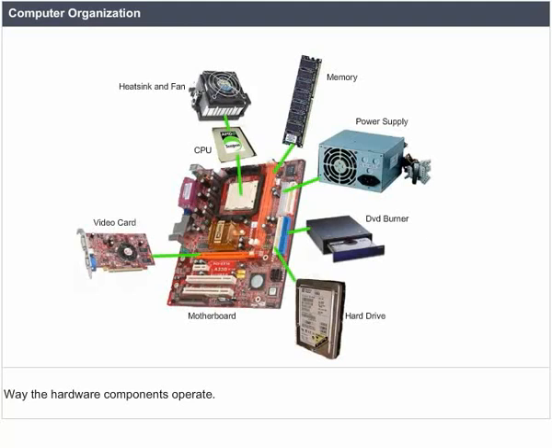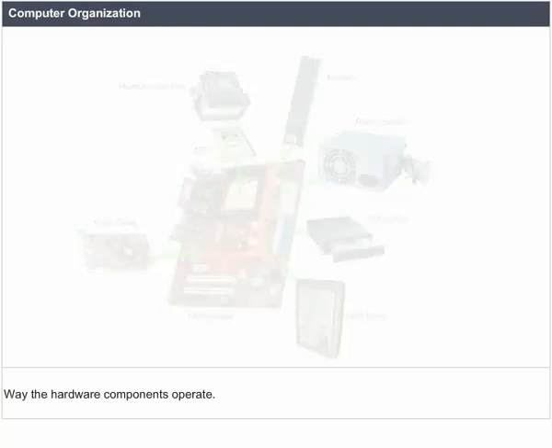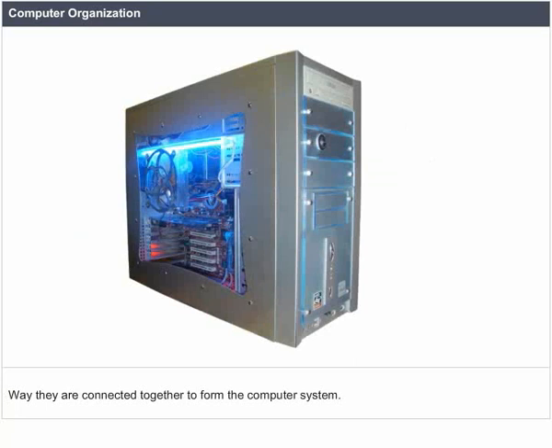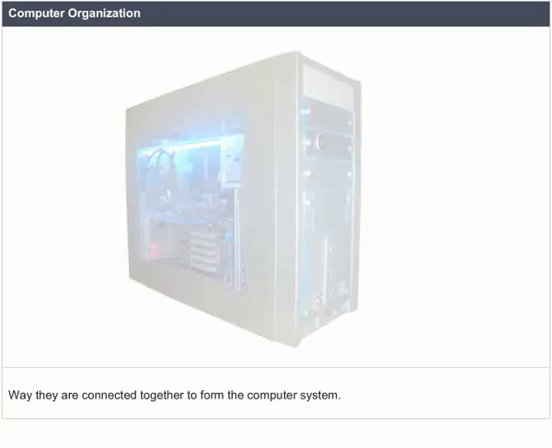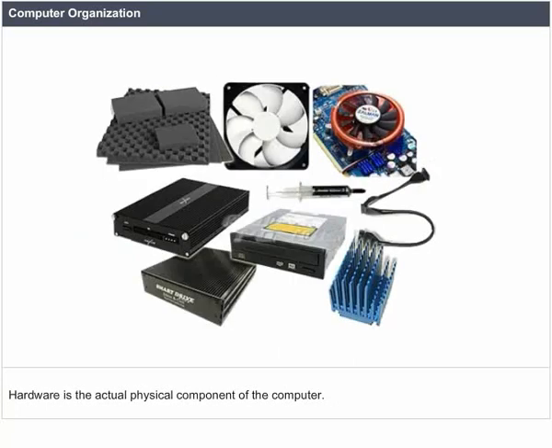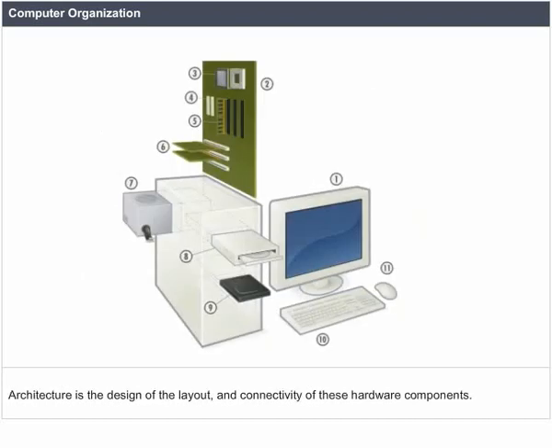Computer organization. Way the hardware components operate. Way they are connected together to form the computer system. Hardware is the actual physical component of the computer. Architecture is the design of the layout and connectivity of these hardware components.